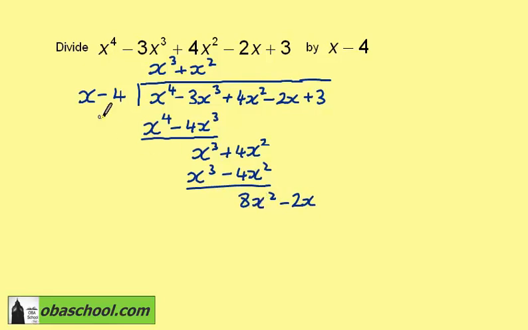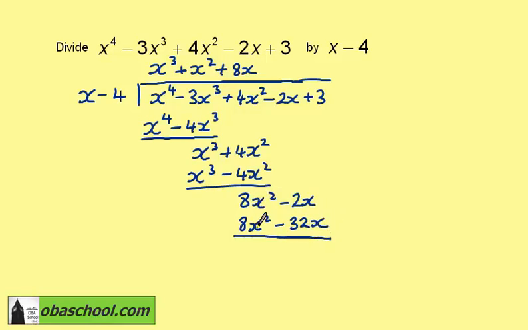We then look at 8x squared. What do we multiply x by to get 8x squared? Clearly x times 8x gives us 8x squared, so we write down plus 8x. We then need to do the 8x multiplied by x, which gives us 8x squared, and 8x times minus 4, which is minus 32x. We subtract.